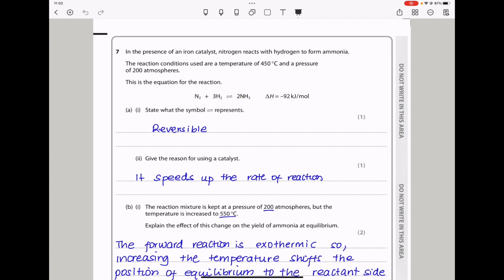We also see that the delta H is negative 92 kilojoules per mole. This means that the delta H for the forward reaction only is negative 92 kilojoules per mole, so the backward reaction will be positive 92 kilojoules per mole.